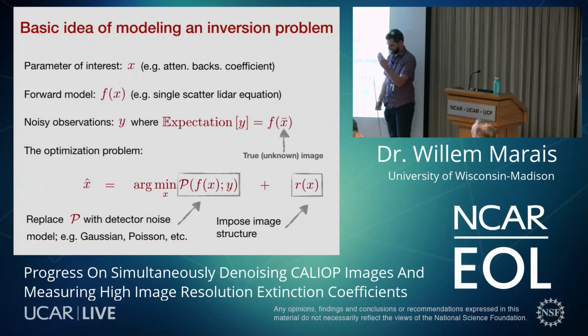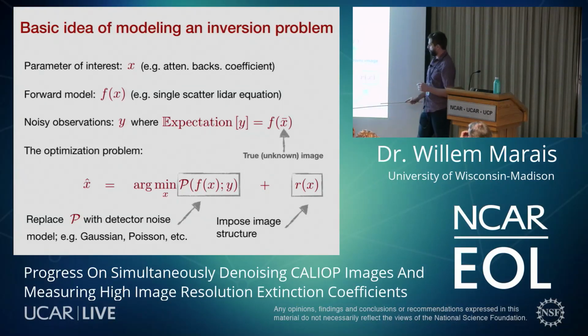So while we estimate the attenuated backscatter coefficient and fit it to the noisy observations using the noise model, we can constrain our estimation by imposing an image structure using what we call a regularizer term. And that helps us.